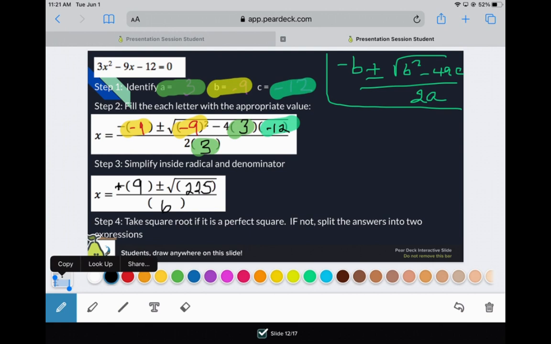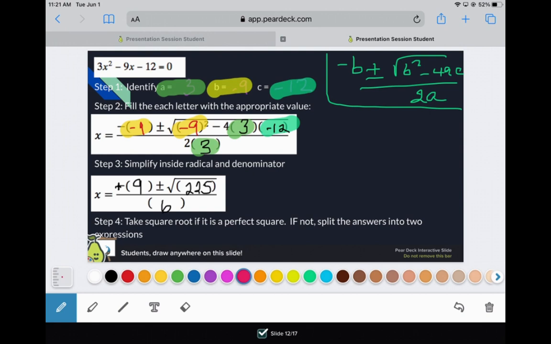You're going to simplify as much as you can. So simplify the denominator and simplify the number inside the radical. You type in exactly what you see inside the parenthesis: -9 to the second power, minus 4 times 3 times -12. If you have a graphing calculator, or you can use decimals, or the computer has a calculator for you. Type it in, use your phone, whatever will work for you.